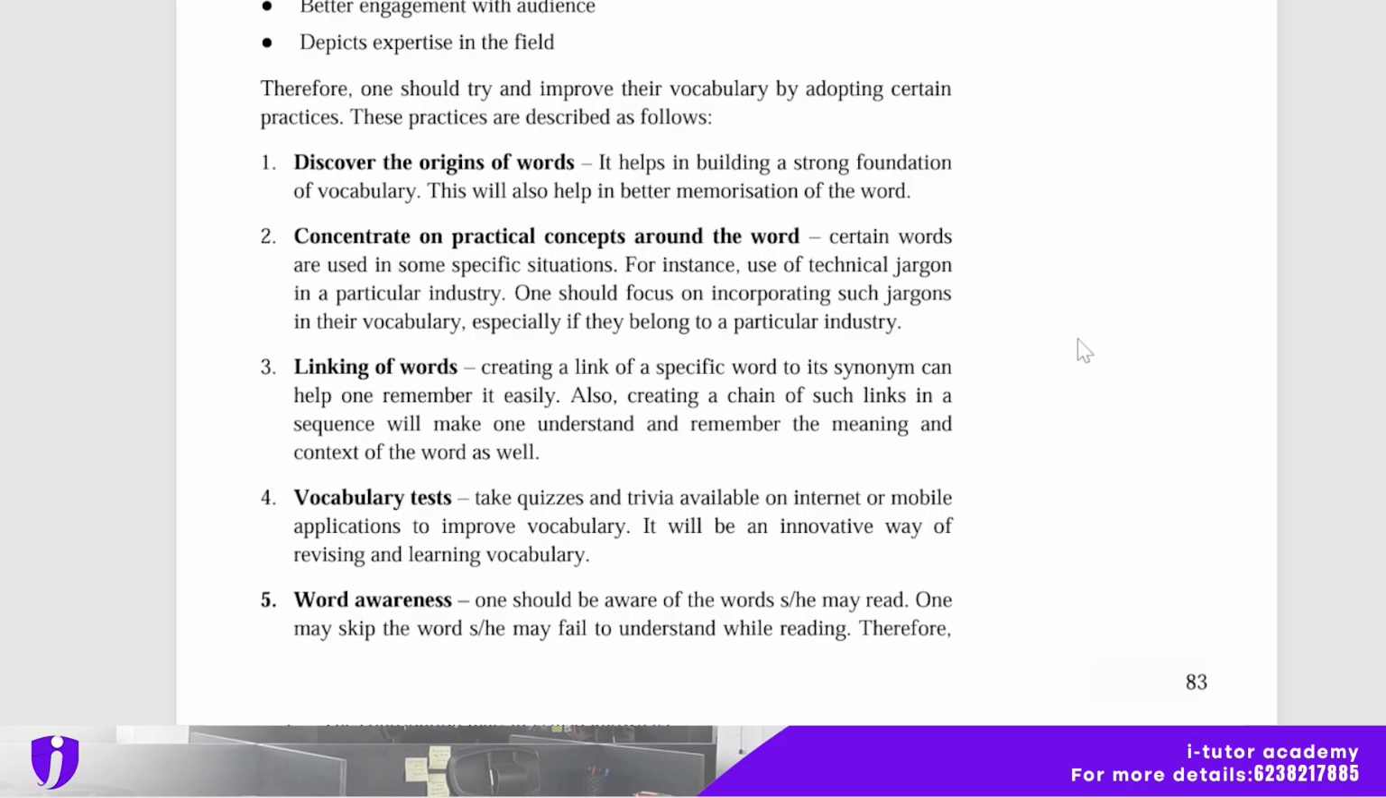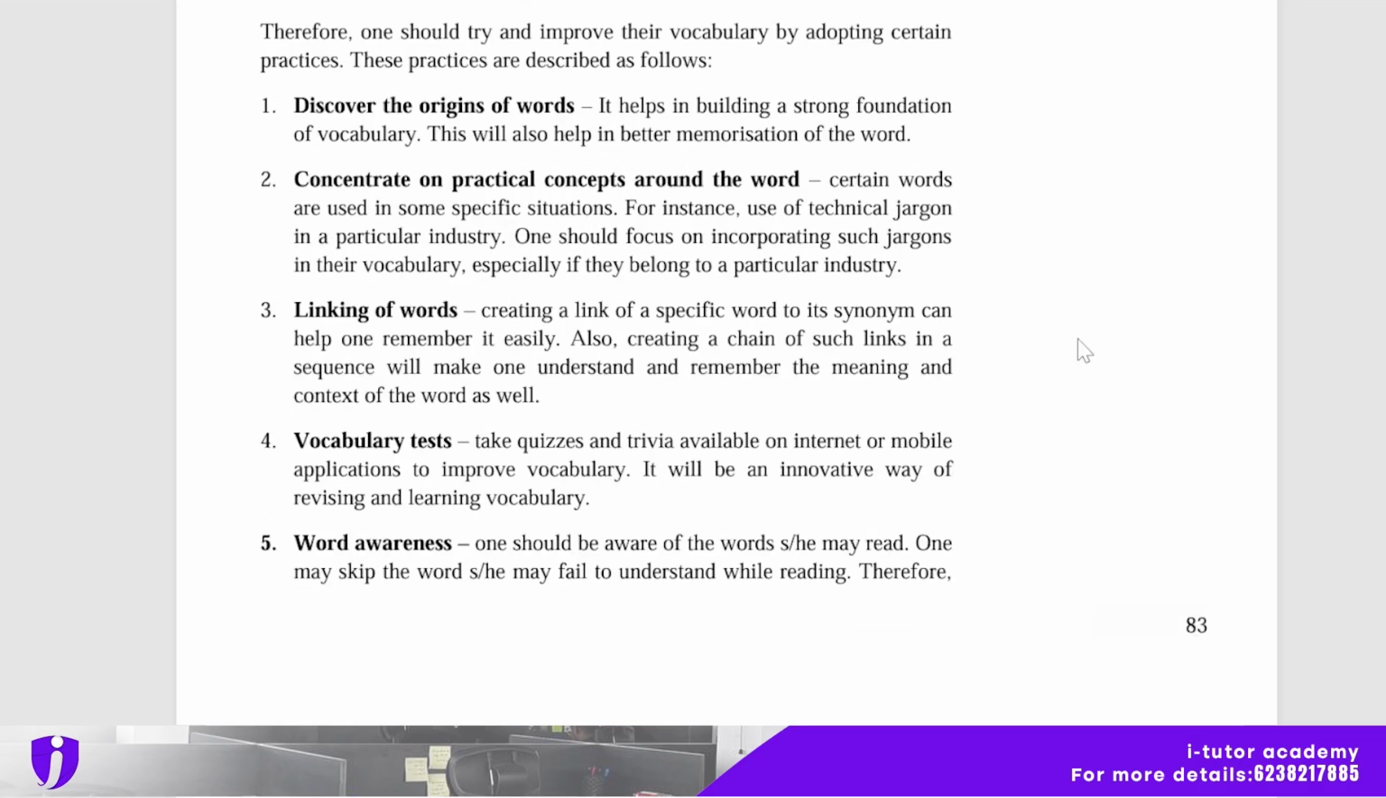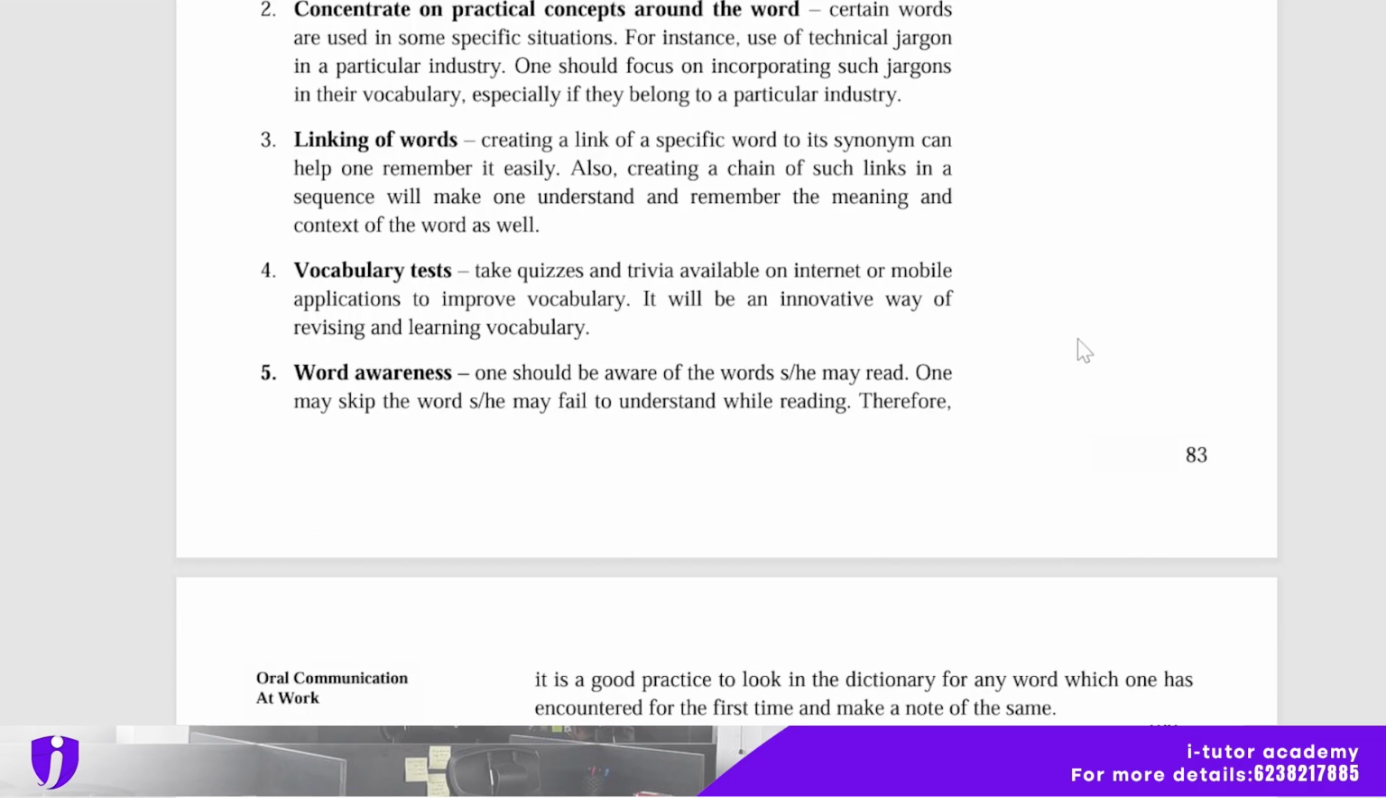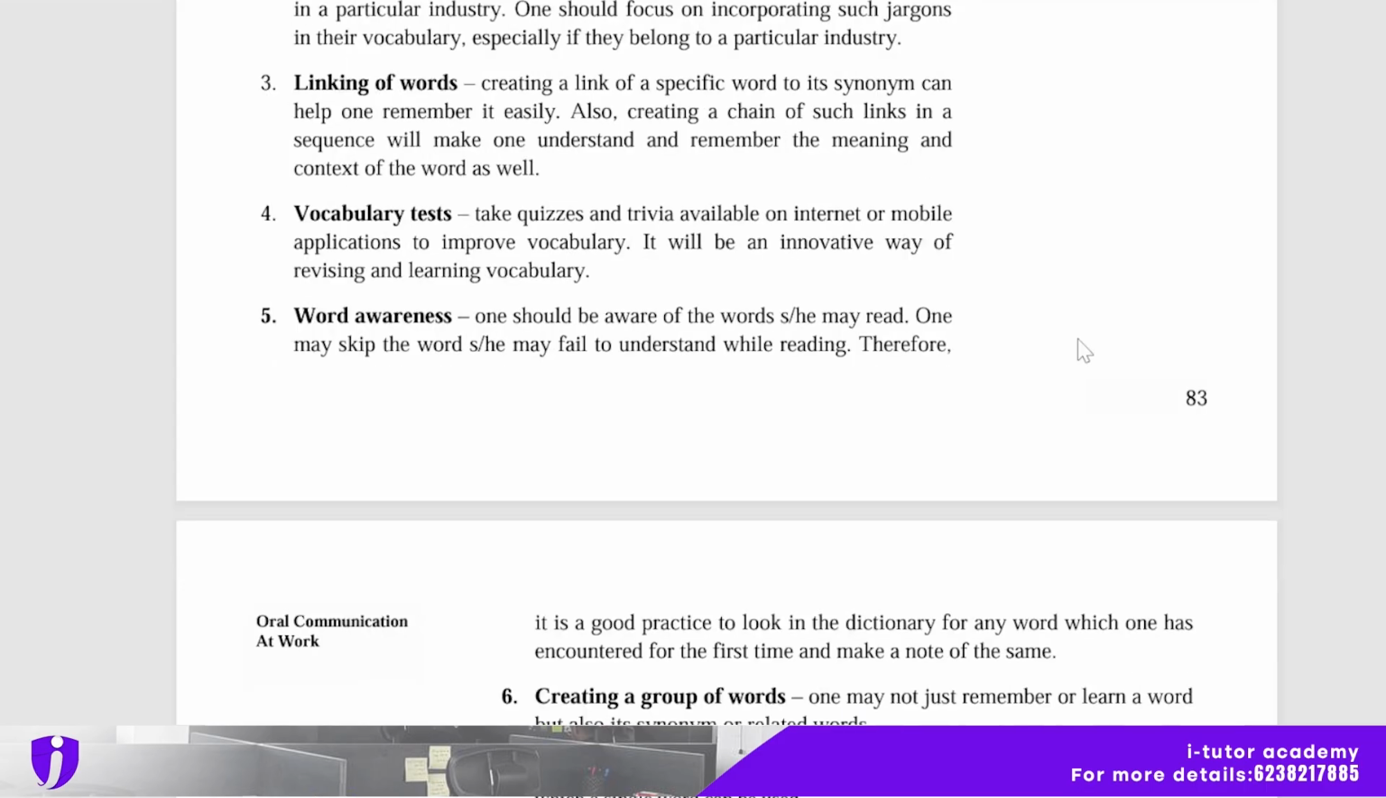Concentrate on practical concepts around the word. Certain words are used in some specific situations, for instance, use of technical jargon in a particular industry. One should focus on incorporating such jargon in their vocabulary, especially if they belong to a particular industry. Linking of words. Creating a link of a specific word to its synonym can help one remember it easily. Also, creating a chain of such links in a sequence will make one understand and remember the meaning and context of the word as well.